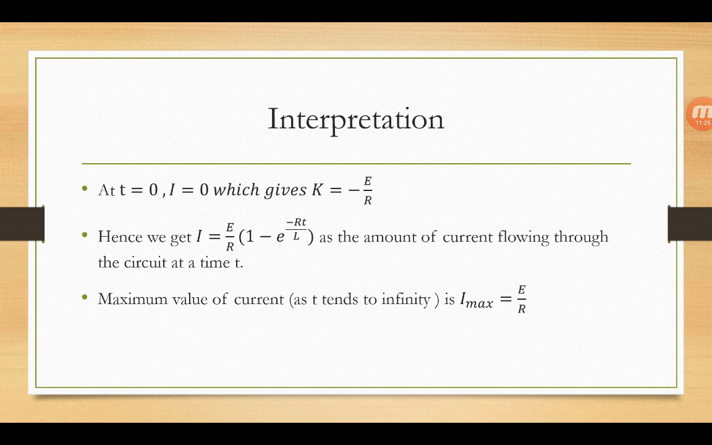So this is how we have modeled the given electrical circuit, particularly the LR series circuit, in the form of a differential equation, and we have solved that differential equation and got the value of current flowing through the circuit at some time t.